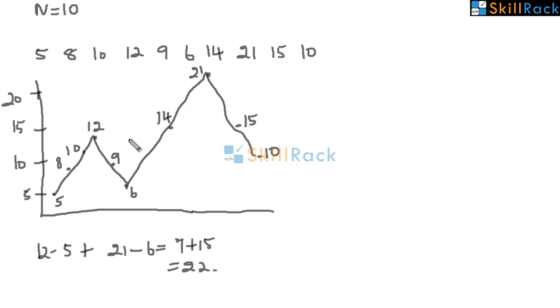So looking at the graph, we can decide when to buy and when to sell. But how to approach it programmatically? So for that, we will have a variable called profit and initialize it to 0. So we start with the second element, 8. Is it greater than the previous value? Yes. Then you add the difference to the profit. The difference is 3. So add it to the profit. It becomes 3.